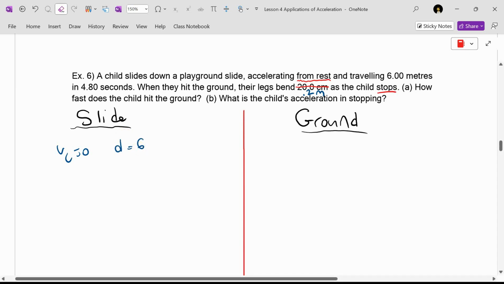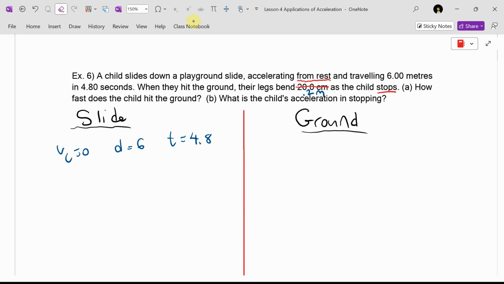That 4.8, slide or ground? And it's seconds, so it's a time. Hey, I have 3 things on this side. I'm good to go. If I know 3 things, I can find the 4th. In fact, I can find all 5 things if I know 3 things.